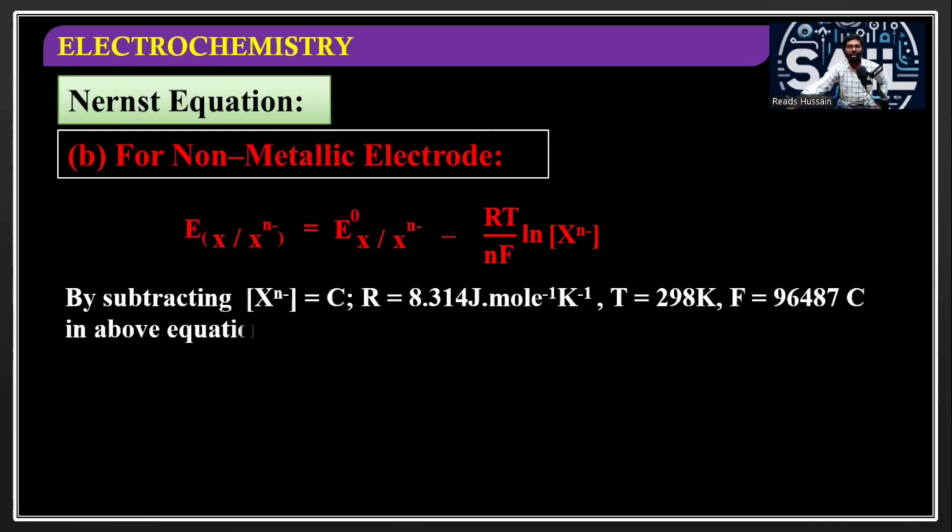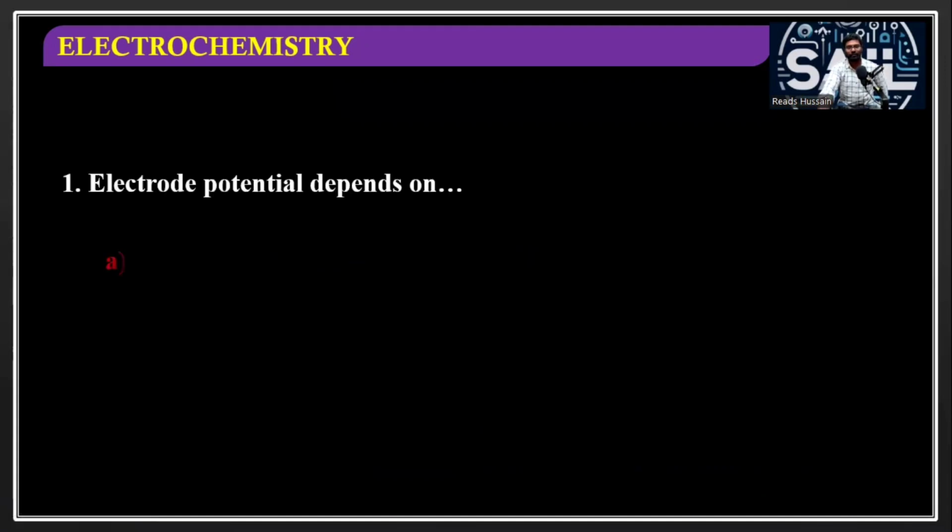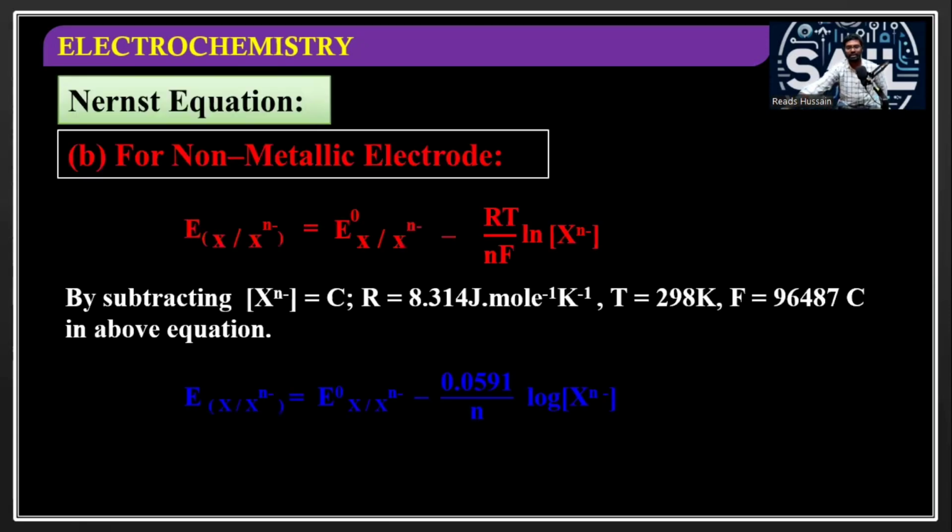By substituting the R value, T value, F value, and in the place of X n minus substituting C, this equation changes to, I'll come to the final equation, E is equal to E naught minus 0.0591 by n log X n minus. So this is the final formula.